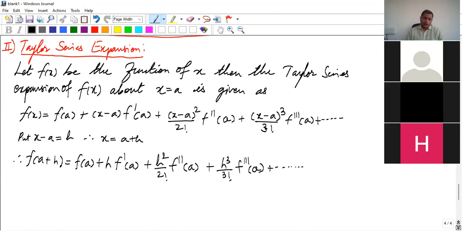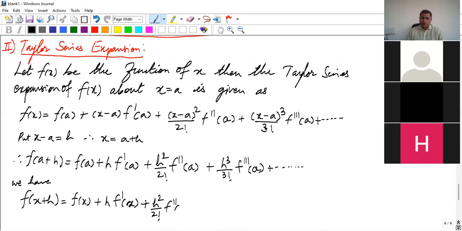Now here I replace this a by x. So we have f of x plus h. Suppose this a is replaced by x, then this formula will be f of x plus h times f dash at x plus h square by 2 factorial f double dash at x plus h cube by 3 factorial f triple dash at x and so on.